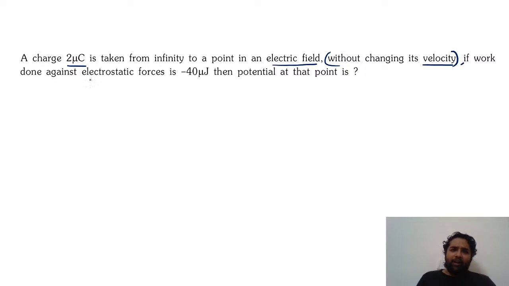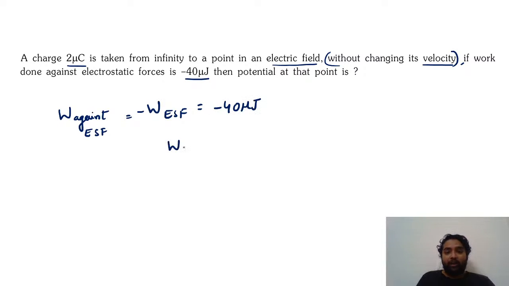Okay. If the work done against the electrostatic force is minus 40 microjoules, work done against electrostatic force, which means it is the negative of the work done by the electrostatic force, then the work done by the electrostatic force is 40 microjoules. So if the electrostatic field is doing positive work, we know by default that the potential energy is negative, which also means potential will be negative, right? You have to understand these logics.